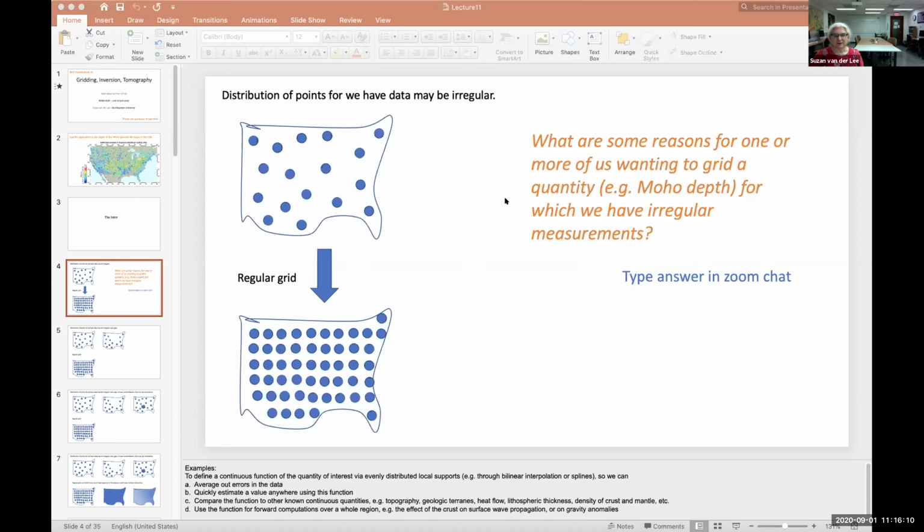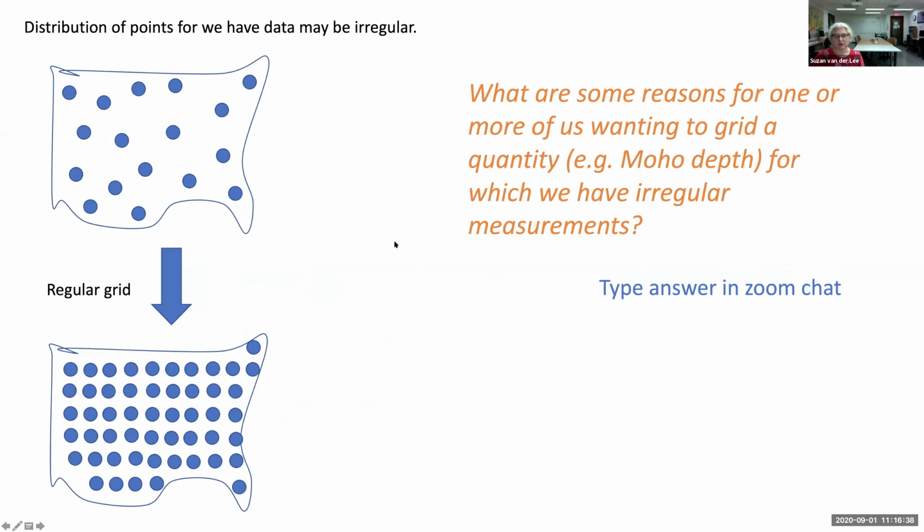And yes, you also mentioned that you can use this sort of continuous function that is represented by the supports on this regular grid to do forward computations over a whole region, right? For example, you can calculate the effect of the crust on surface wave propagation or on gravity anomalies anywhere, basically. So those are all good reasons to want to go to a regular grid.